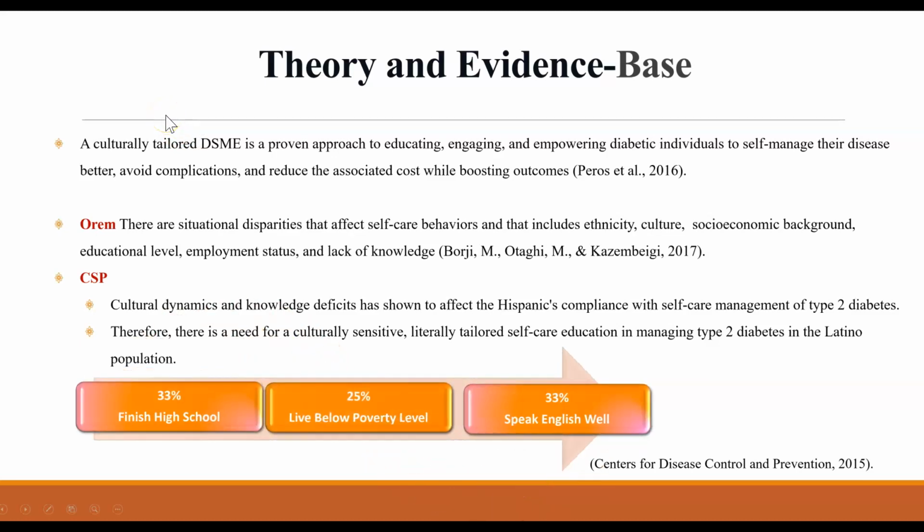Social factors such as education, poverty, and a language barrier play a significant role in Latino health. About 1 in 3 Latino adults fail to finish high school, 1 in 4 lives below the poverty level, and 1 in 3 do not speak English well. Hence, there is an urgent need for culturally sensitive, literacy-tailored interventions in combating the diabetes burden in the Latino population.